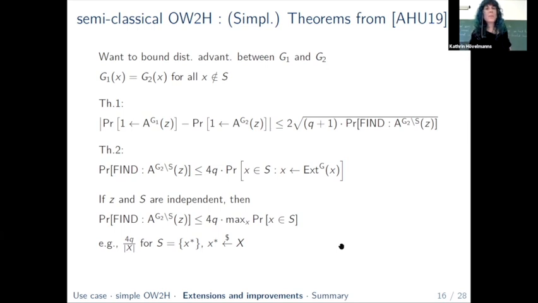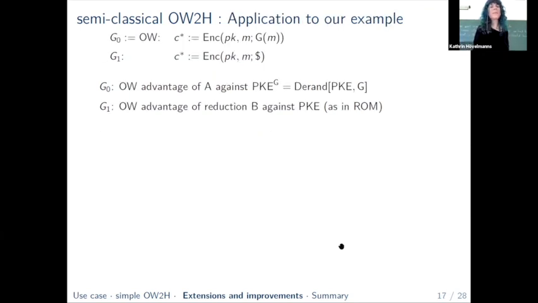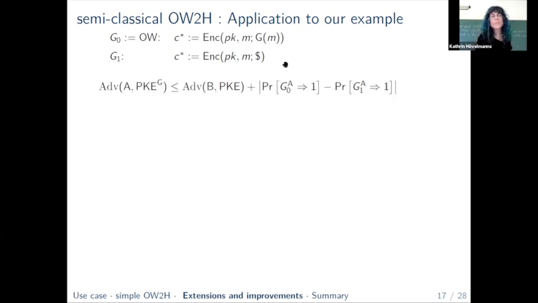Okay, now I can show you how we can use semi-classical one-way-to-hiding for our example use case. Again, we have this one-way game where C star is deterministically computed. We have this game G1 where C star is random. And we've already seen that the advantage of A can be upper bounded in terms of this reduction E that we have seen in the random oracle model and the distinguishing advantage between those two games. And this is where we now plug in one-way-to-hiding in the semi-classical version.